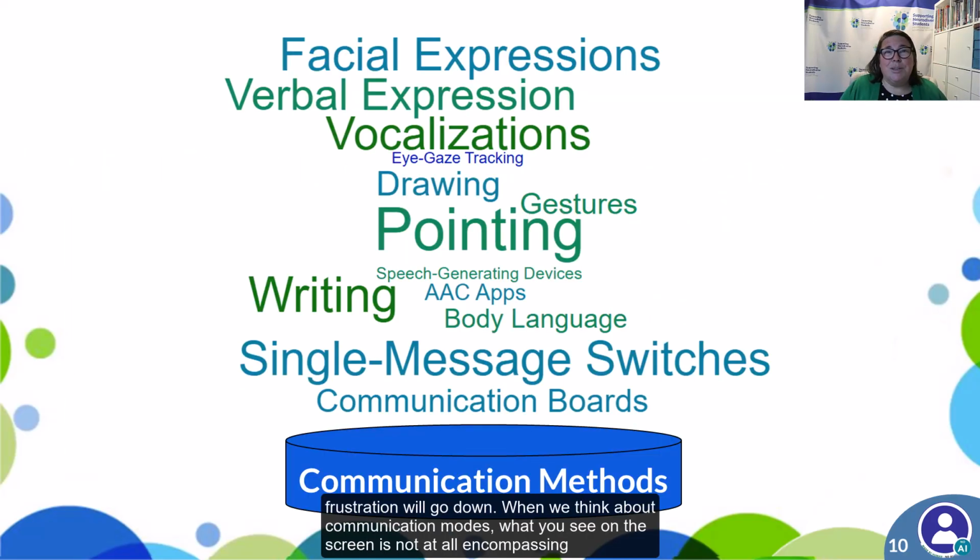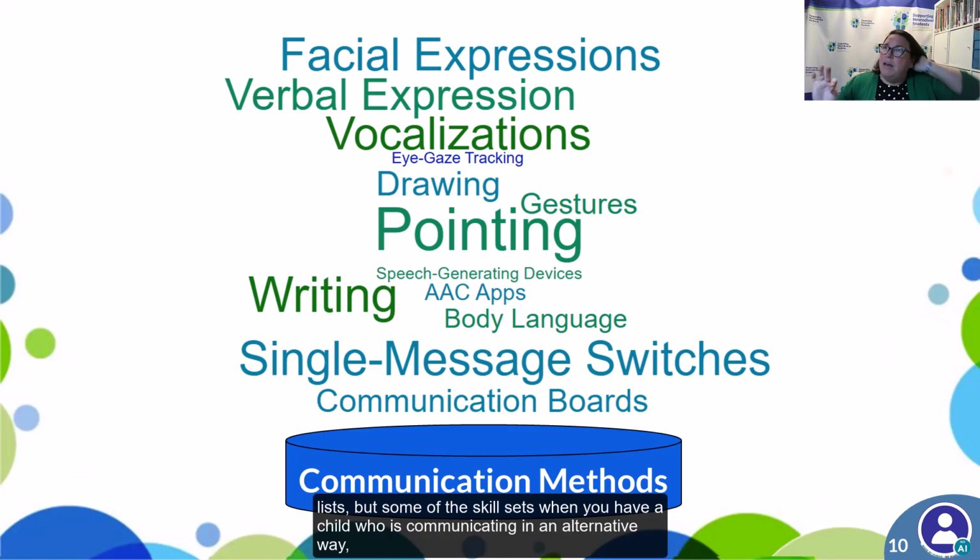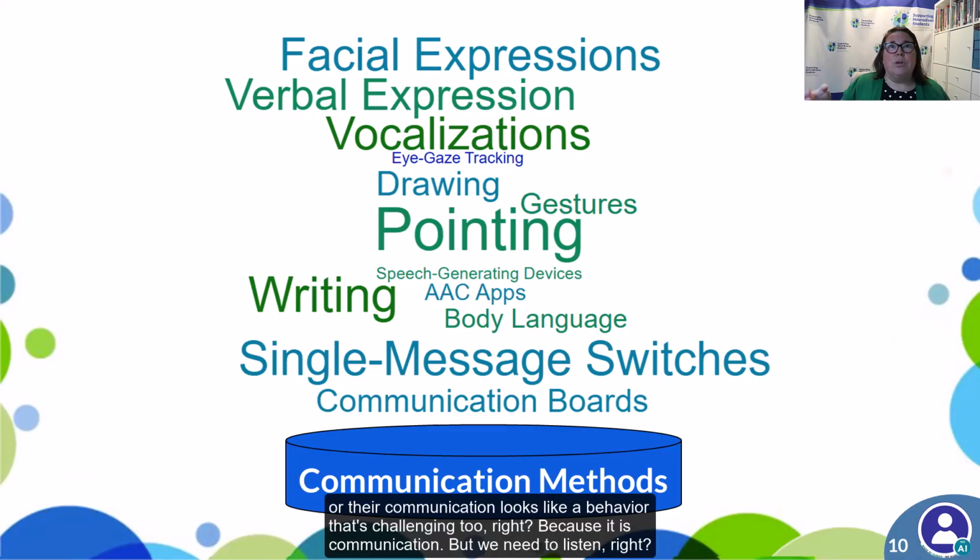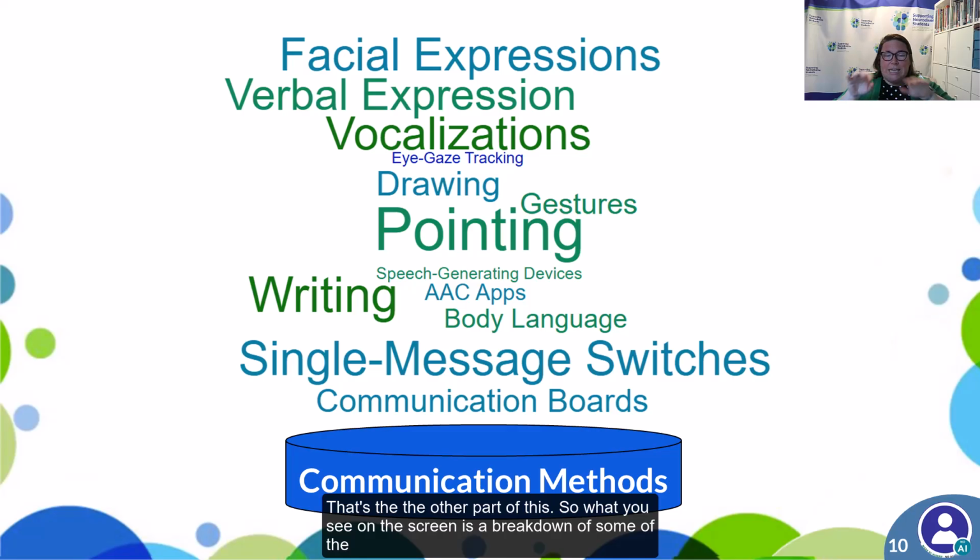When we think about communication modes, what you see on the screen is not an all-encompassing list, but some of the skill sets when you have a child who is communicating in an alternative way, or their communication looks like a behavior that's challenging to us, right? Because it is communication, but we need to listen, right? That's the other part of this. So what you see on the screen is a breakdown of some of the skill sets and some of the things we can do to be able to vary up mode, right?